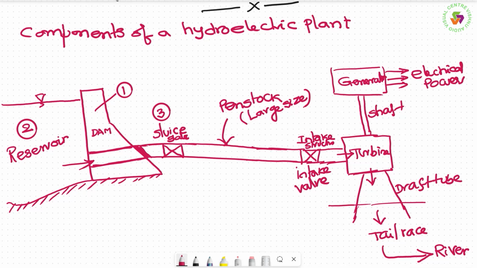But there is one component which I did not explain here. Please see, a surge tank. I will explain it at a later stage, but right now you take it. It is before the entry of water into the turbine, as close to the turbine as possible. A tank constructed on the penstock very close to the turbine is what we call a surge tank. So that completes the components of a hydroelectric plant.